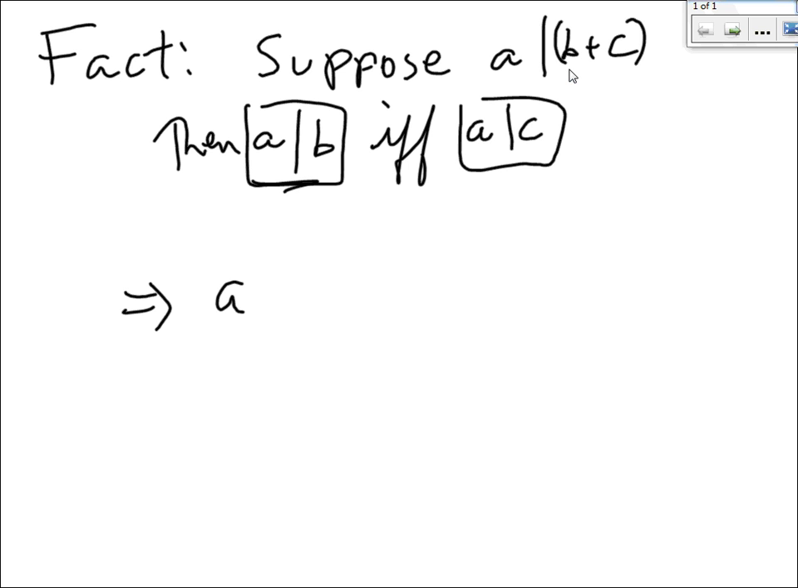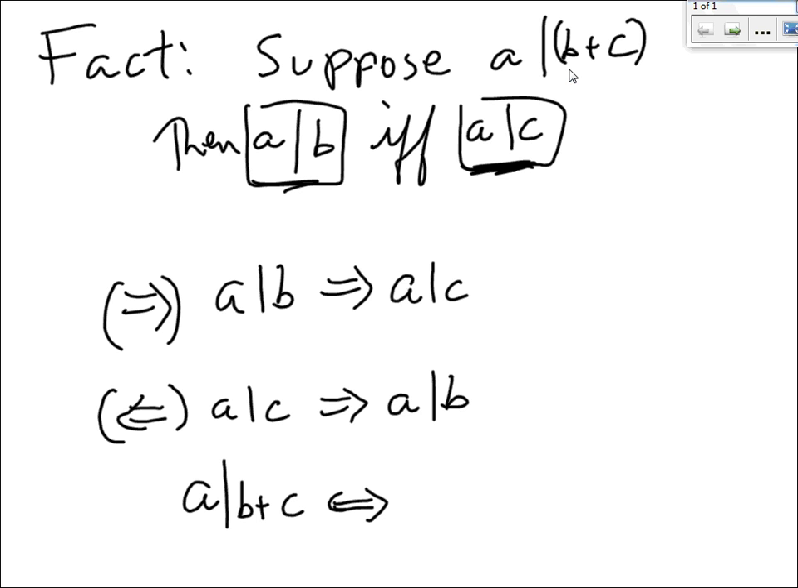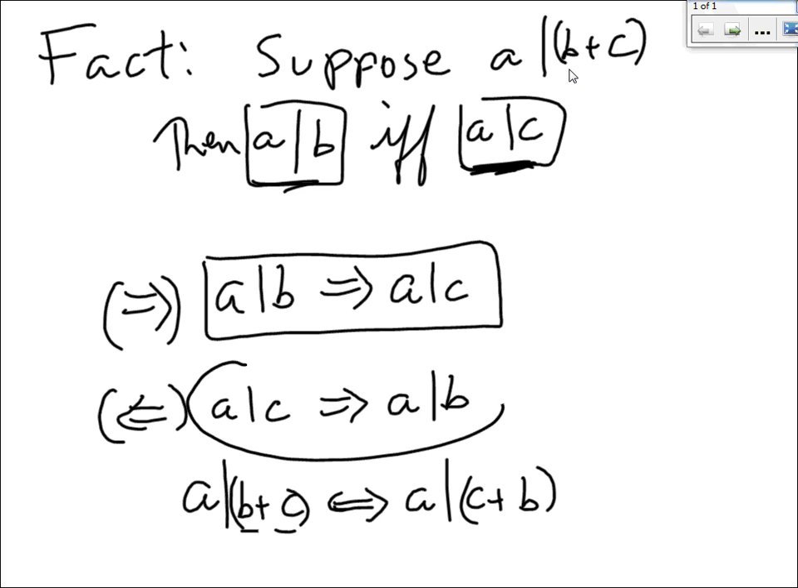You would assume this and somehow conclude that A divides C. And then you would go in the other direction. You would assume A divides C and conclude that A divides B. And that would complete the proof. But you know what? A divides B plus C is exactly the same statement as A divides C plus B. That is, B and C are interchangeable.